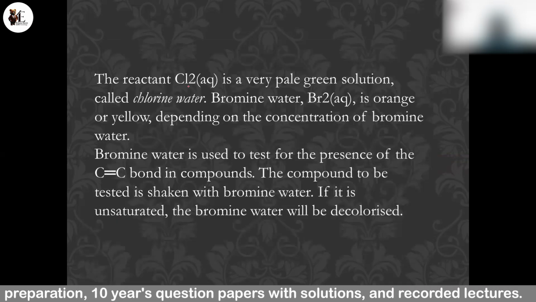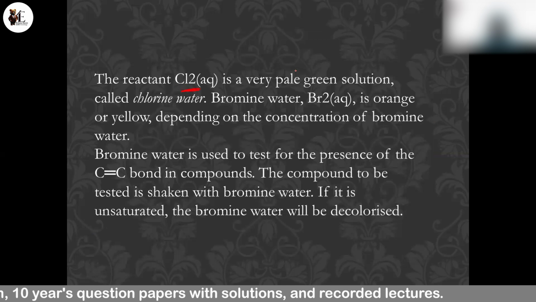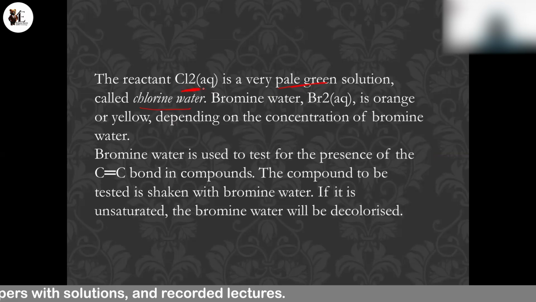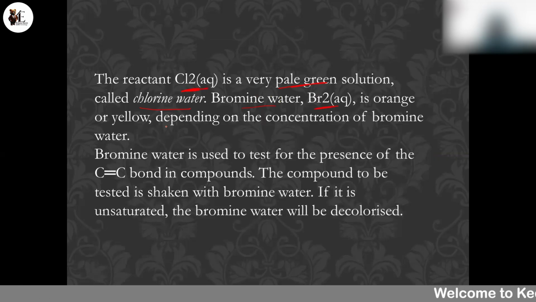If it is chlorine in place of bromine, the reactant is a very pale green solution called chlorine water. Chlorine in the aqueous state is known as chlorine water. Its color is pale green. Bromine water is Br2 in aqueous form. Its color is orange or yellow depending on the concentration of bromine.